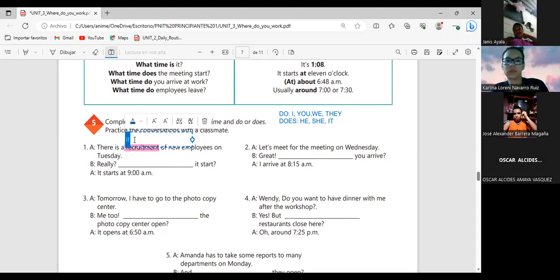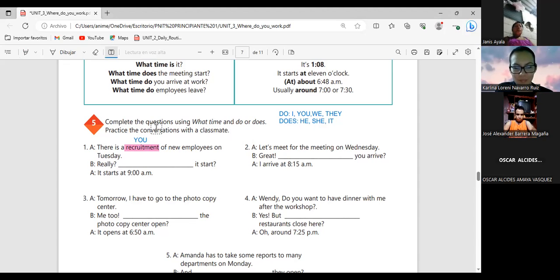¿Será I? No, right. Is it you? They. They. Vaya, deme la conclusión. ¿Por qué eligieron they? Why did you pick they? O solo estamos probando al azar, que la teacher diga que sí. No, ¿verdad? No. Creo que están haciendo, ya los caché.